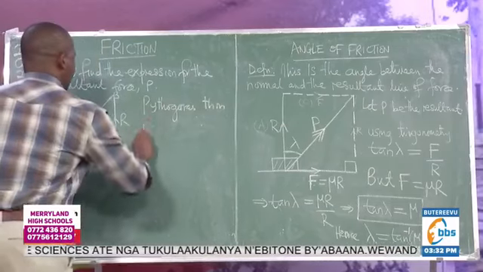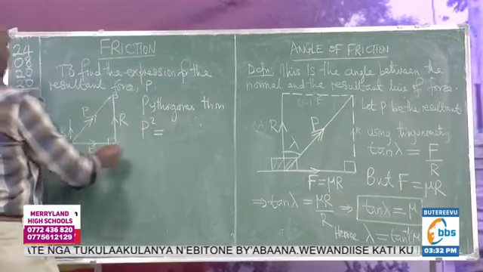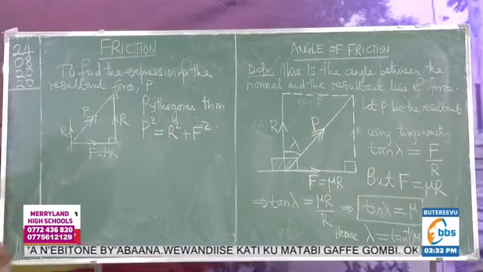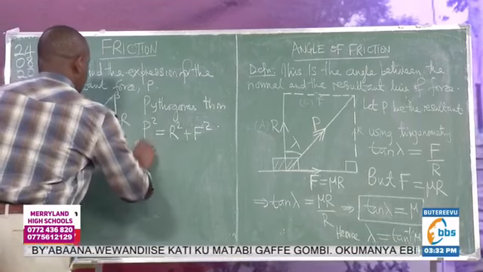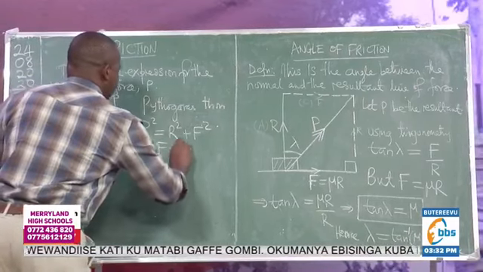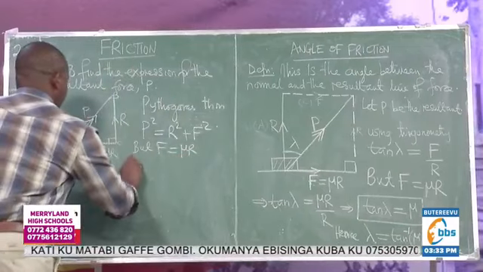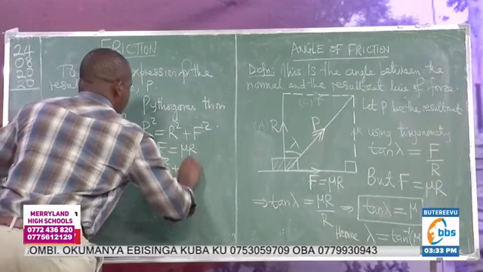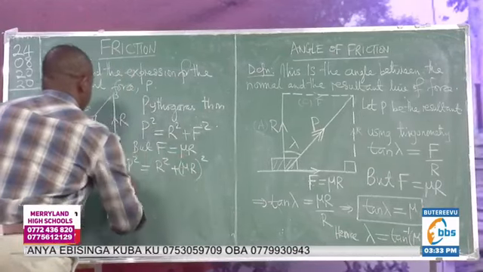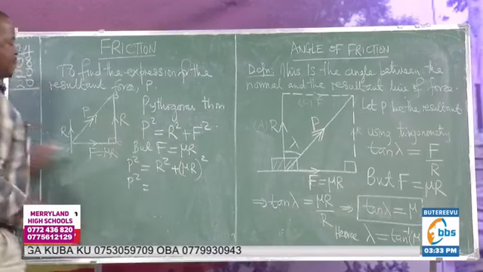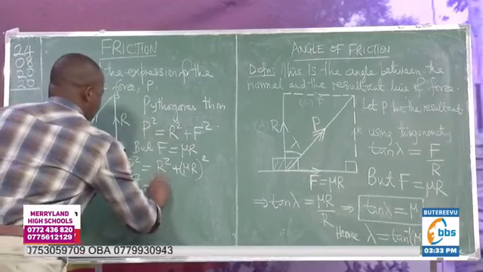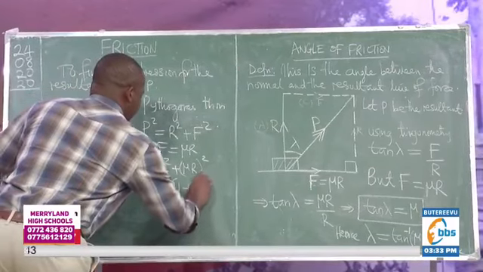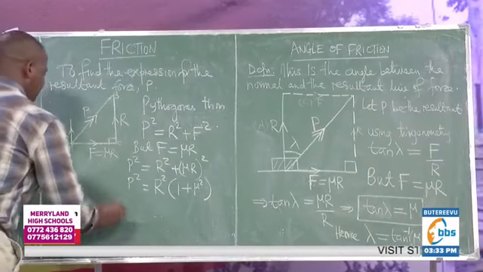Pythagoras Theorem will give us that P squared, being the hypotenuse, will be equal to R squared plus F squared. But I am going to substitute for F here. If I use that, I must tell the examiner that I know F as mu R. So my P squared will be equal to R squared plus mu R all squared. Now, my mu R squared will give me R squared as a common value. I will factor it out, and I will stay with 1 plus mu squared.